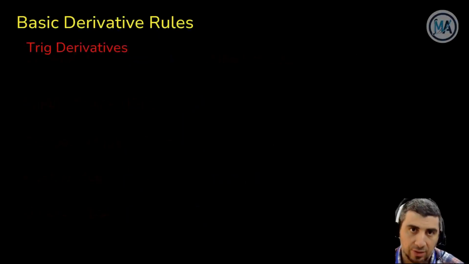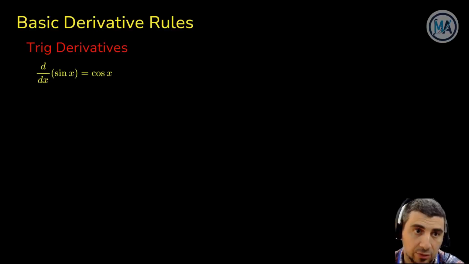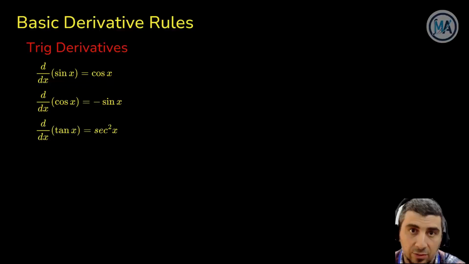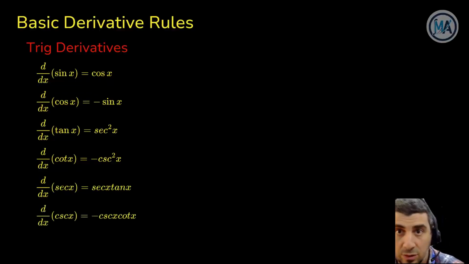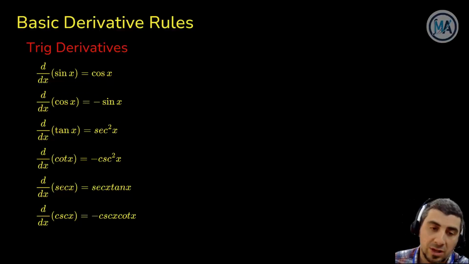Continuing on with those derivative rules, you got to know the 6 basic trig functions and their derivatives. So derivative of sine is cosine. Derivative of cosine is negative sine. Derivative of tangent is secant squared. Derivative of cotangent, negative cosecant squared. Derivative of secant, secant x tangent x, and derivative of cosecant is negative cosecant cotangent.